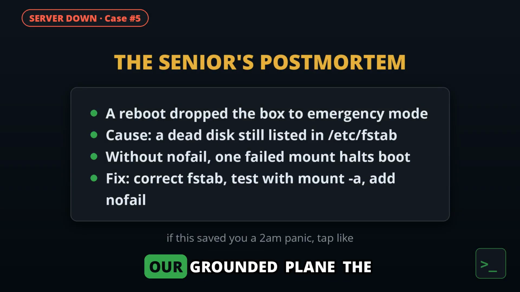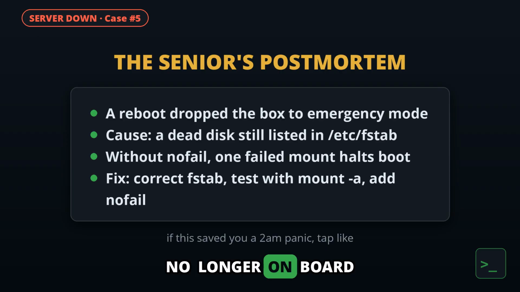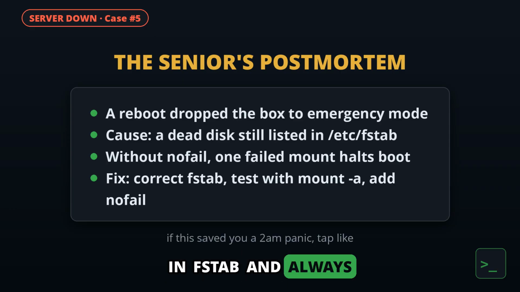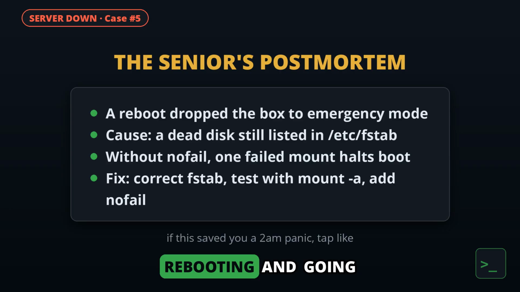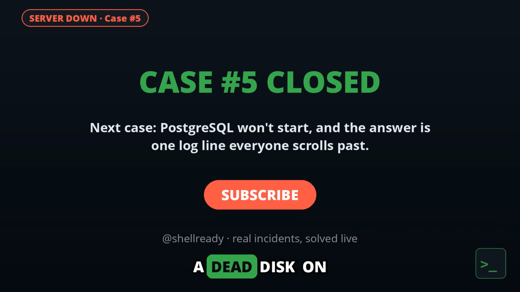The write-up, back to our grounded plane. The pre-flight checklist, fstab, had one item for a disk that was no longer on board. With no nofail to mark it optional, the captain, systemd, refused to take off and parked at the gate. That is emergency mode, the senior lesson that lands in interviews. If a box won't boot, read the log first, fix the failed mount in fstab, and always test with mount -a before rebooting. And going forward, put nofail on every disk the server can run without. That one word turns a midnight outage into a non-event. Case 5 closed. A dead disk on the boot list, found and fixed the calm way.